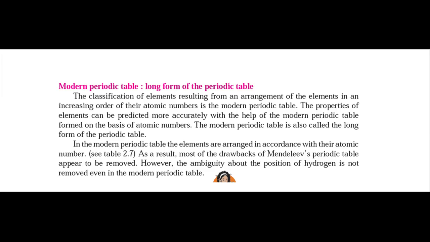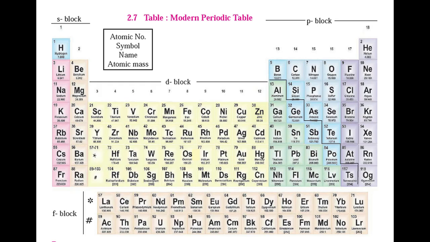In the modern periodic table, the elements are arranged in accordance with their atomic number. Have a look at this table now. This is a modern periodic table, and there's a symbol for each element, and they are arranged in accordance with their atomic numbers, and the name of the element is written under each symbol, and there is a mention of atomic mass as well.